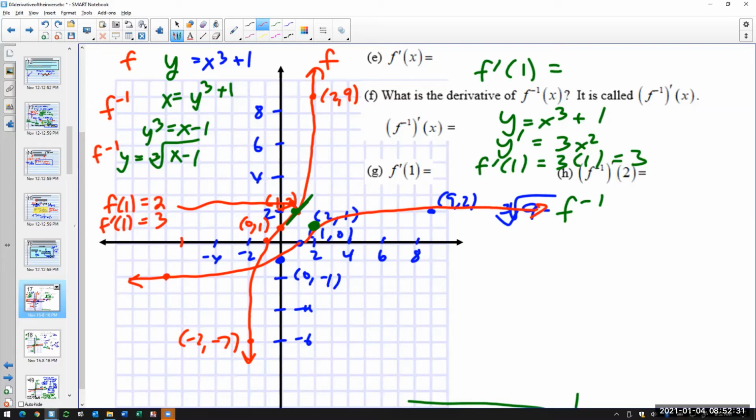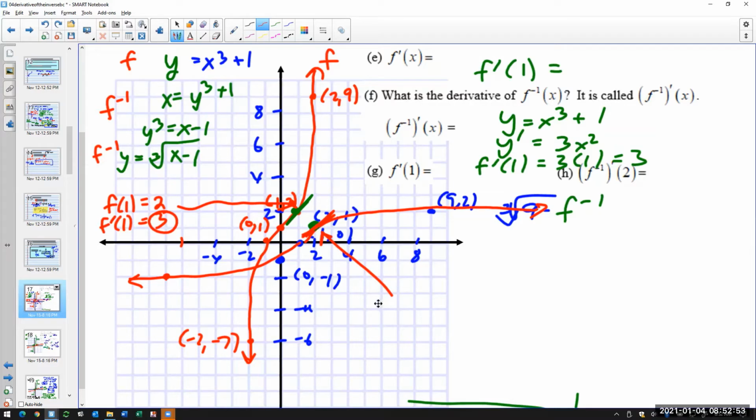This derivative right here, if I did a slope of a tangent line, what would that slope be? I'm going to tell you, because of my formula, it's going to be 1/3. Whatever this is right here, as long as these are corresponding points and these two functions are inverses, then the answer is just the reciprocal of this.